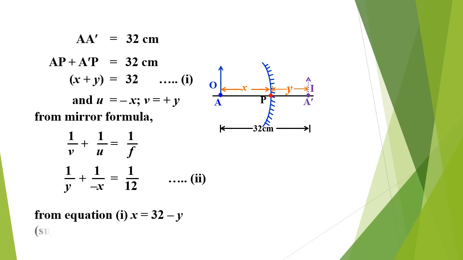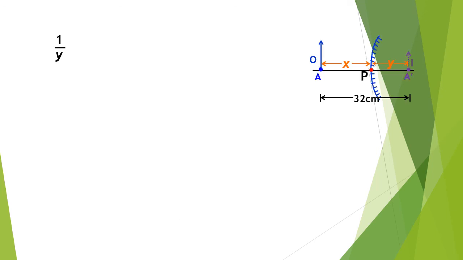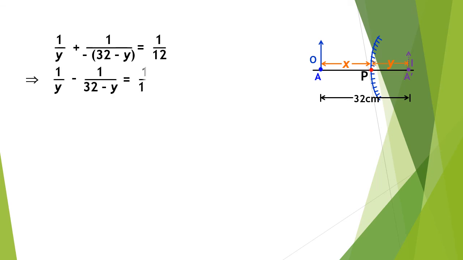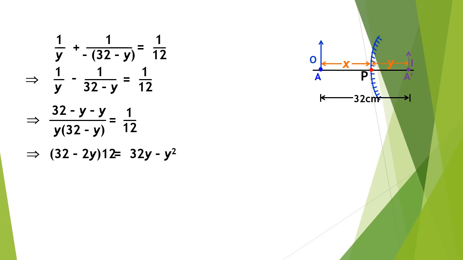This is equation 2. So from equation 1, x value is 32 minus y. Substituting that value in the equation 2, 1 by y plus of 1 by minus of 32 minus y is equal to 1 by 12, where 1 by y minus of 1 by 32 minus y is equal to 1 by 12. In the next step, we are going to take the LCM left side, and by that one we are getting 32 minus y divided by y into 32 minus y, that is equal to 1 by 12. By cross multiplying, we are getting 32 minus 2y into 12 is equal to 32y minus y square.